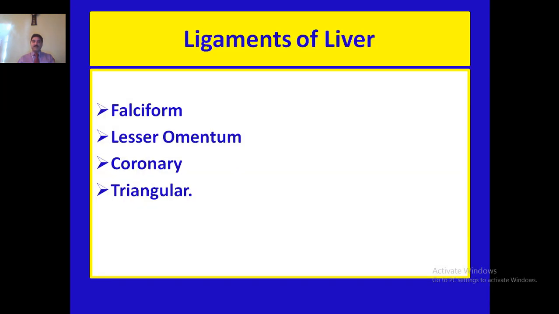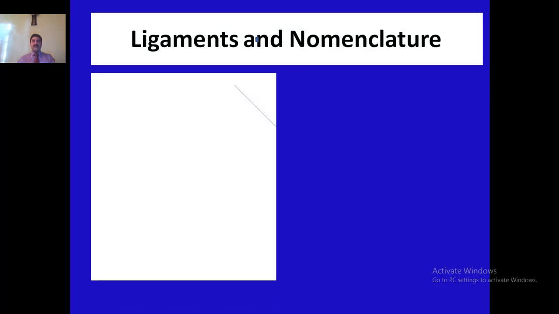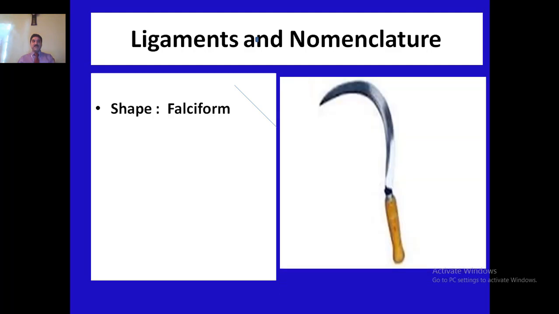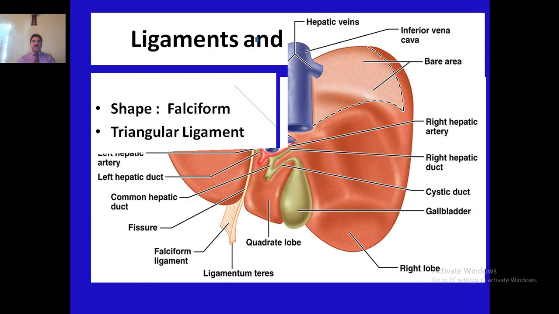Ligaments of the liver. The ligaments of the liver are the falciform ligament, lesser omentum, coronary ligament, and triangular ligaments. Ligaments and their nomenclature. Ligaments are named based on their shape. For example, the falciform ligament is sickle-shaped. The triangular ligament is triangular in shape.